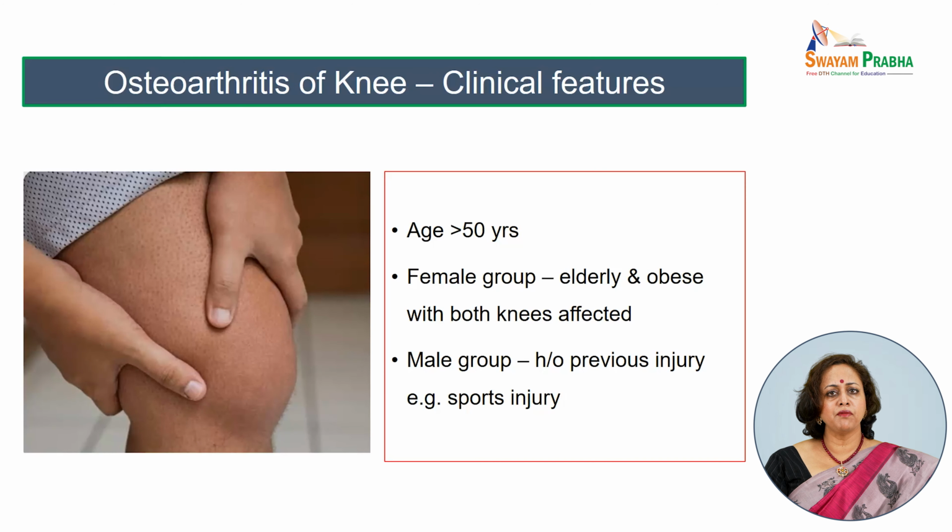The patient presents with an age above 50 years. Usually, in the female group, we find that the patient is elderly and even obese, and mostly both the knees are affected, or both the sides are affected. Whereas in the male group, the person need not be elderly, but he usually gives a history of a previous injury or some type of sports injury in the past.